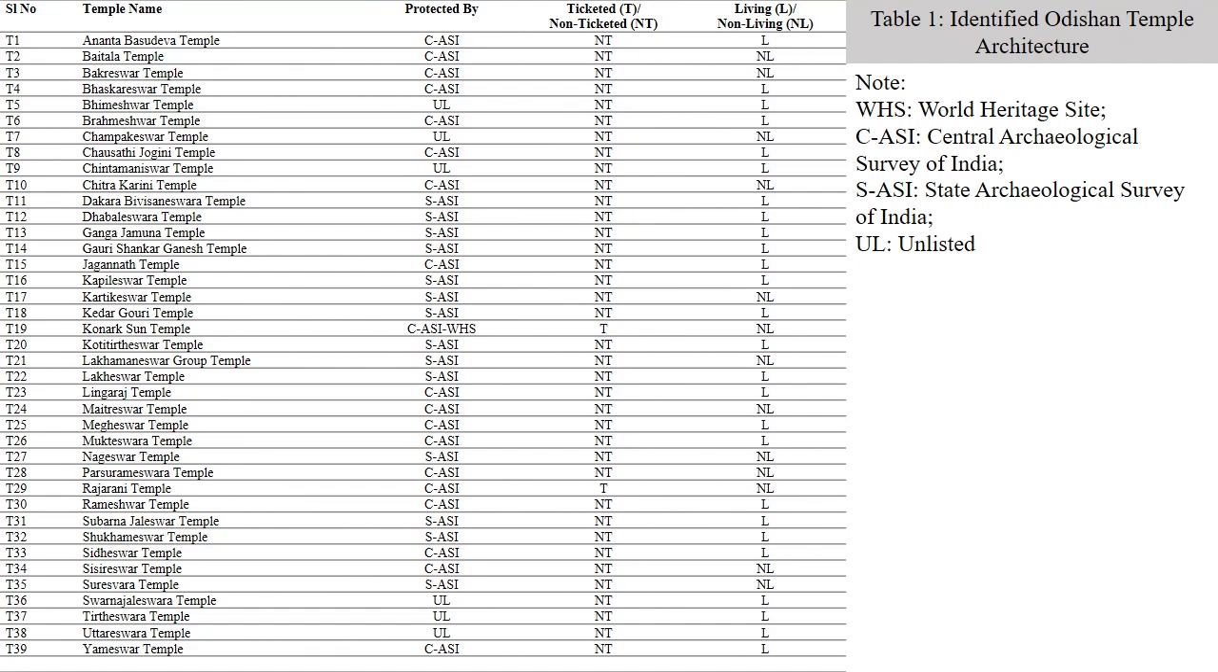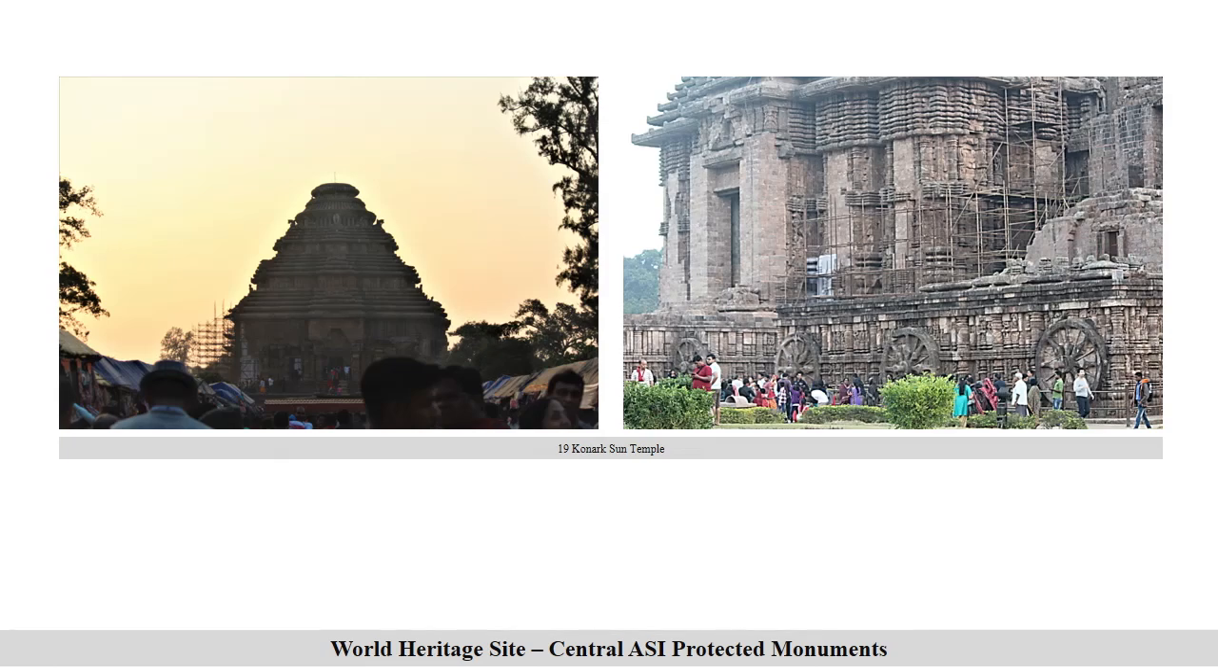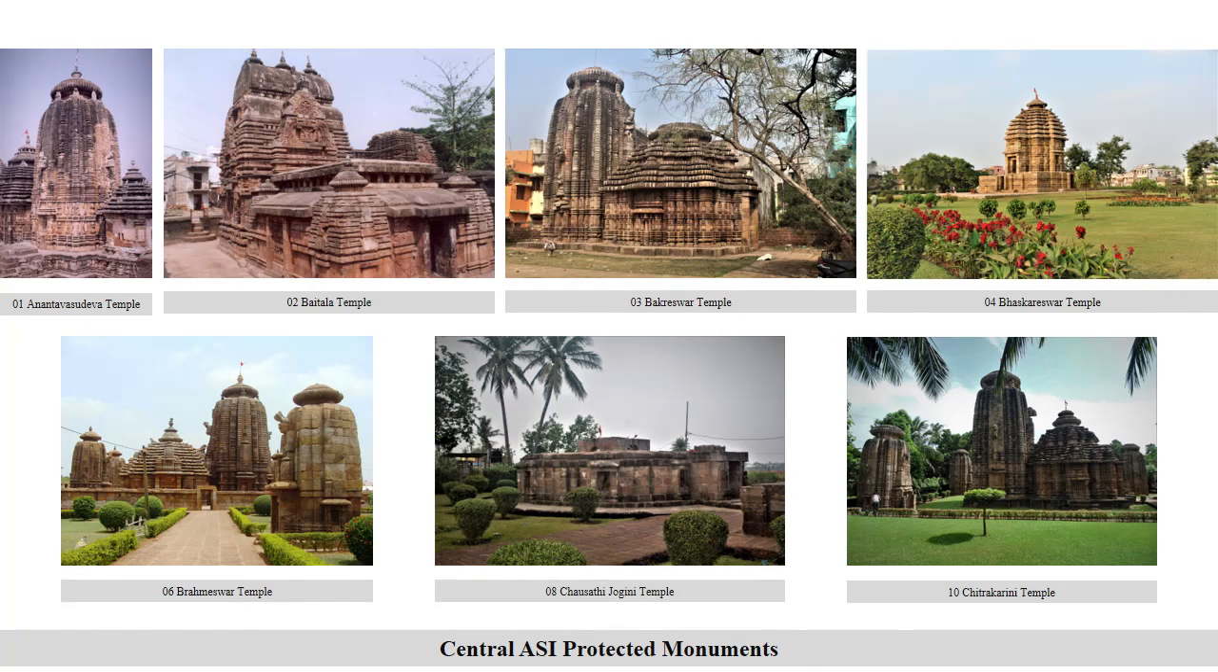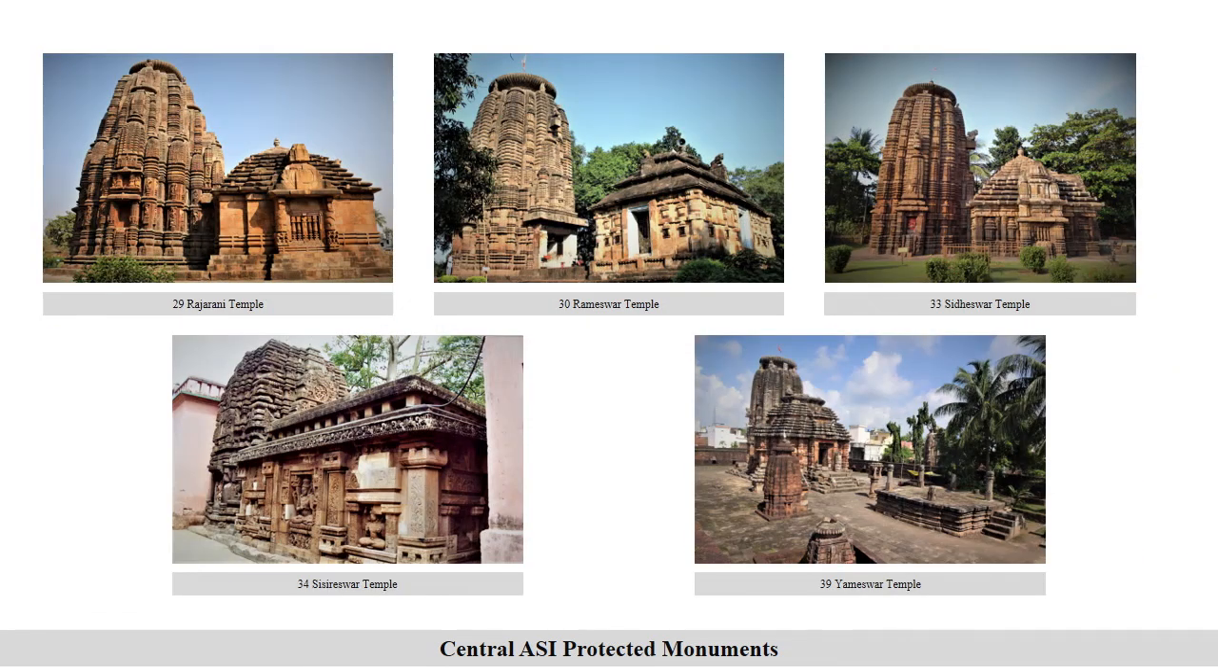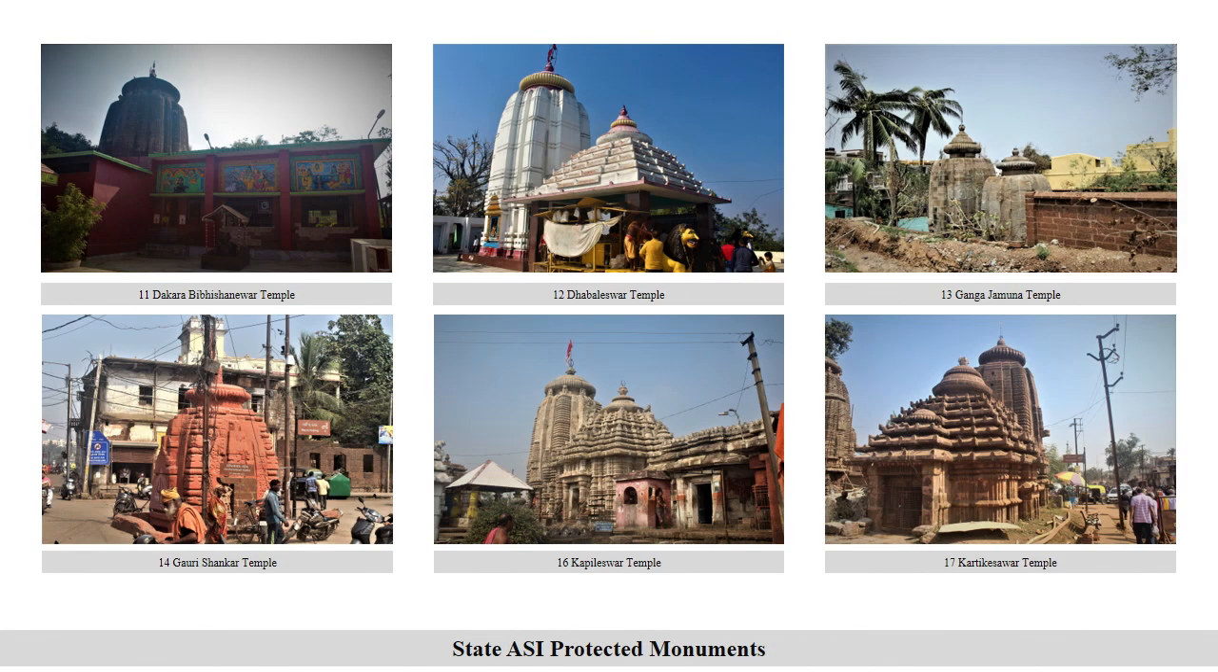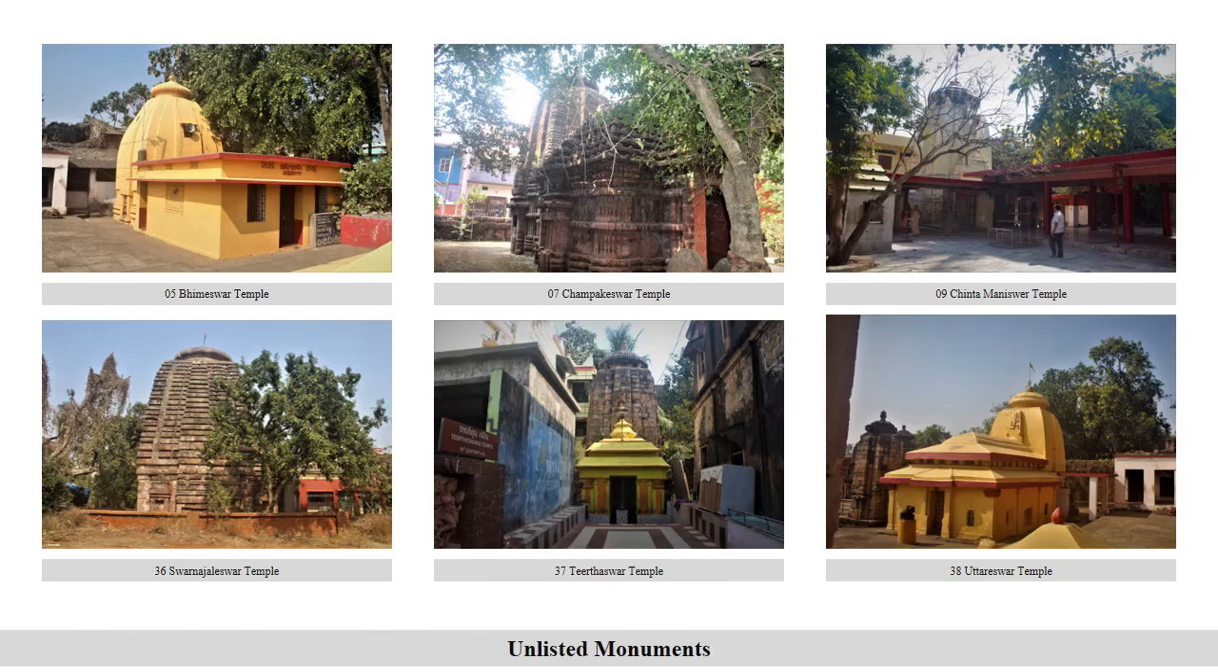Here are some of the photographs from the case study. This is the World Heritage Site, Sun Temple at Konark. These are the centrally protected monuments. These are the State Archaeological Survey of India protected monuments, and these are some unlisted monuments.